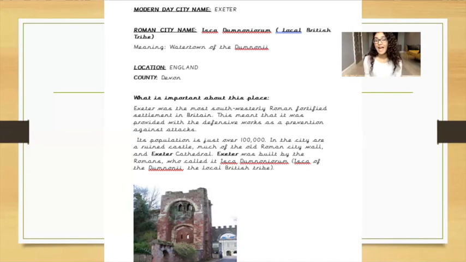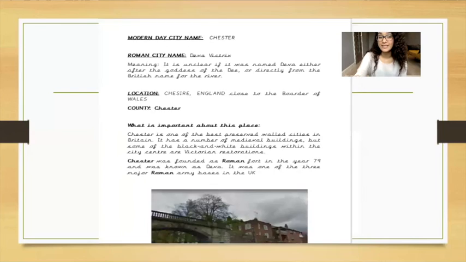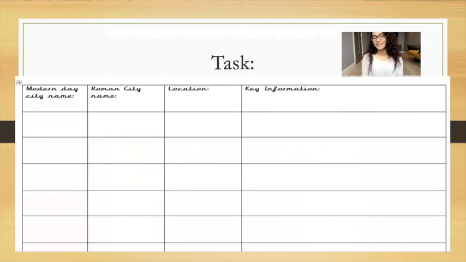So those are the cities that you are going to research and complete the table with. So remember, you put the modern day city name, Roman city name, the location, and any key information. You're more than welcome to do your own research. If you want, push yourself even further and research cities that we've not actually gone through together.